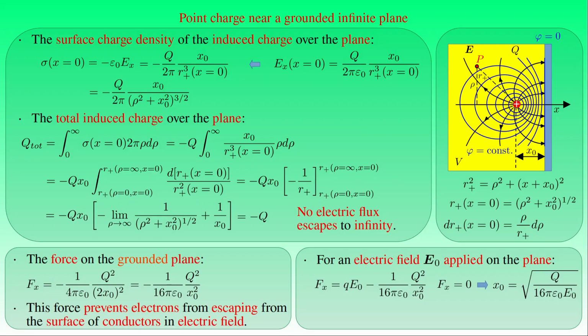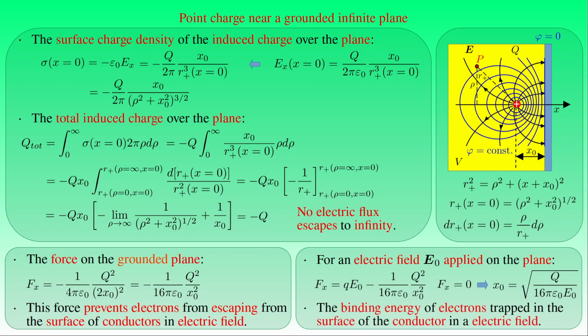This effect can be associated with the binding energy of electrons trapped in the surface of a conductor on which an electric field is applied. The external field can be strong enough to accelerate electrons beyond this barrier and they will be able to escape from the conducting surface. When the electric field E0 becomes sufficiently large, the electrostatic force exerted on the electrons close to the surface of the electrode can overcome the quantum mechanical binding forces holding the electrons within the electrode.